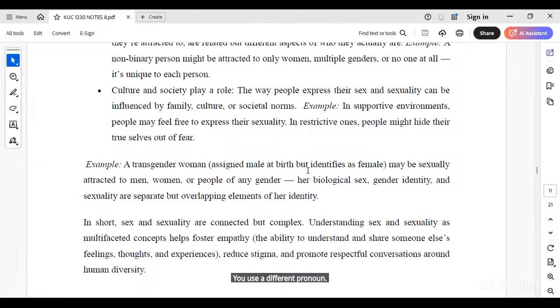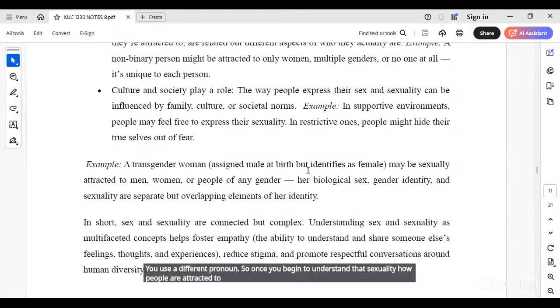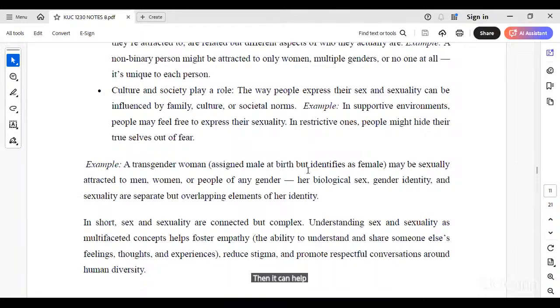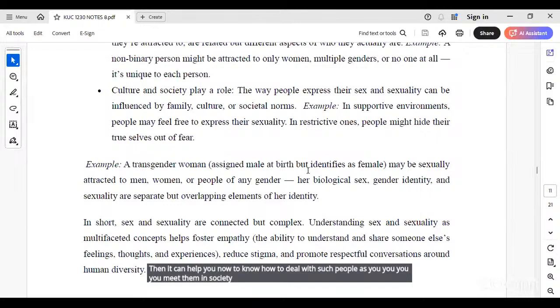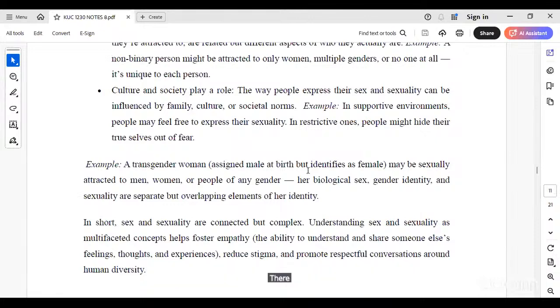So once you begin to understand that sexuality, how people are attracted to others, how they want to identify themselves, is different from the sex that they have, then it can help you to know how to deal with such people as you meet them in society. Because the reality is, even here in Kibabi University, in the first year group, there are some of you who have that fight within yourself.